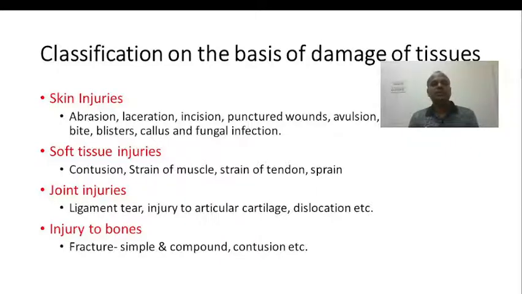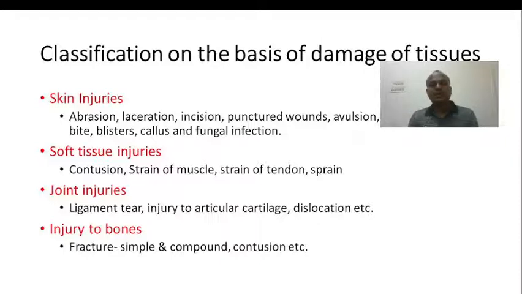So when a joint is moved beyond its anatomical limitations, when there is an abnormal movement in the joint, there is a tear in the ligament. When there is an overstretch in the joint, there is a ligament tear. So this ligament tear can happen in the joints. And there is an injury to articular cartilage.